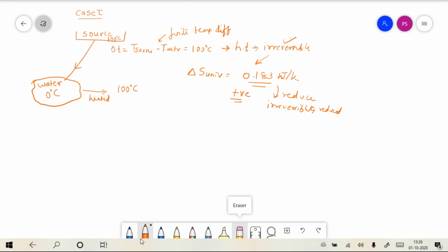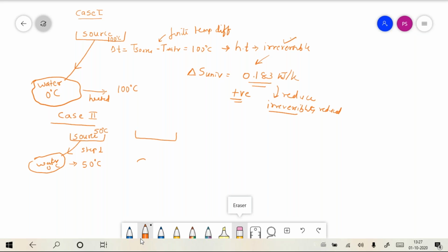So how did we reduce the irreversibility? In case 2, in order to reduce the irreversibility, I planned the heat addition in 2 steps. I maintained the temperature difference as 50 degrees centigrade instead of 100. So first I brought the water in contact with the source, which is at 50 degrees centigrade. This was step 1. The water was at 0 degrees centigrade, and it heated up to 50 degrees centigrade, not more than that, because the source is at 50 degrees centigrade.